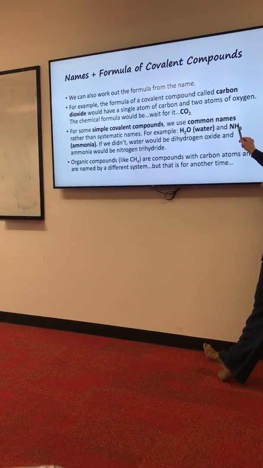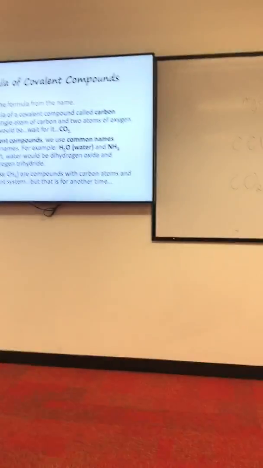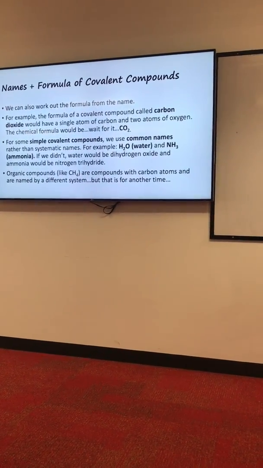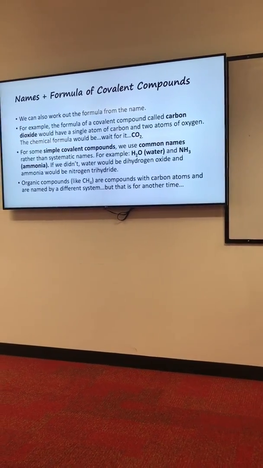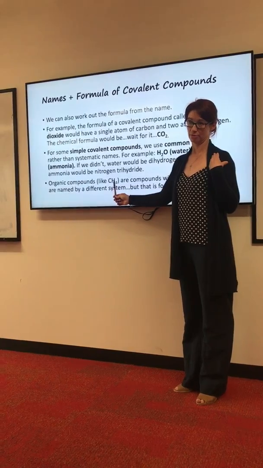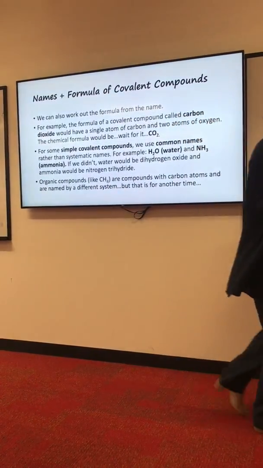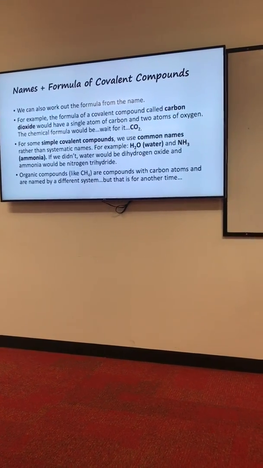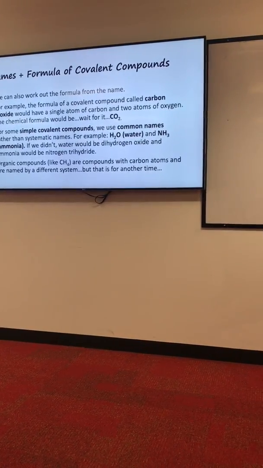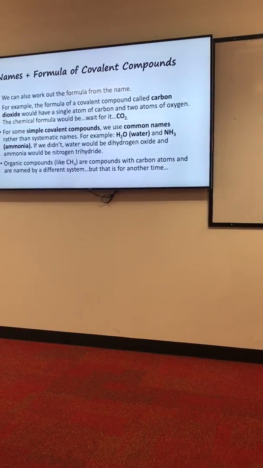trihydride. All right. One little thing to be mindful of is that organic compounds, so those that are made up of carbon and hydrogen, we actually name them differently. So we actually don't call this carbon tetrahydride. We call it methane. So organic compounds have a different naming process, but we're not doing that. So don't worry until you get to probably Year 12 chemistry, where you'll start to do naming of organic compounds.